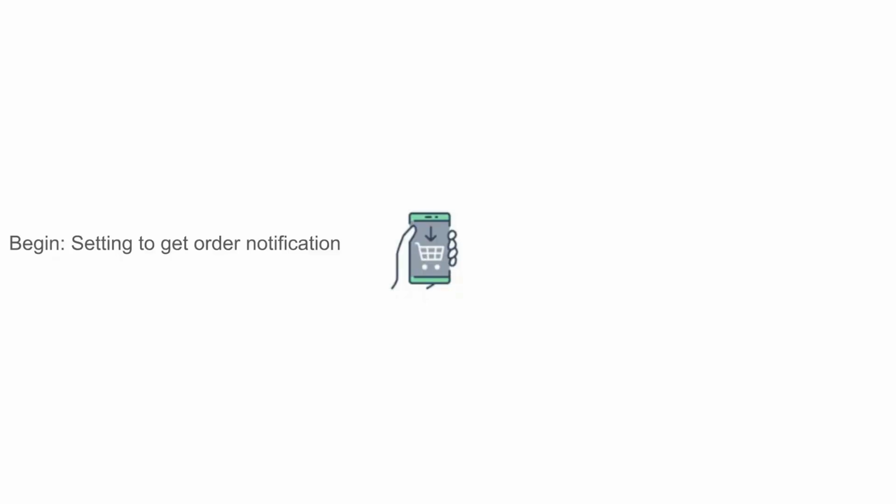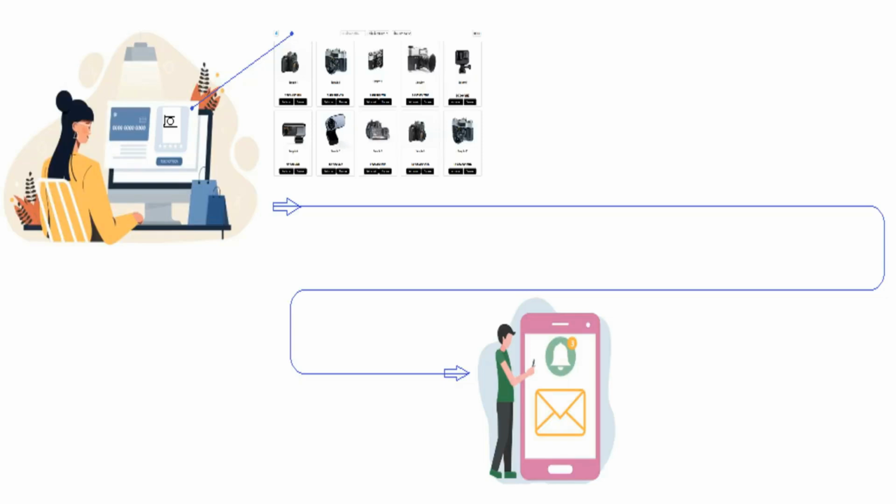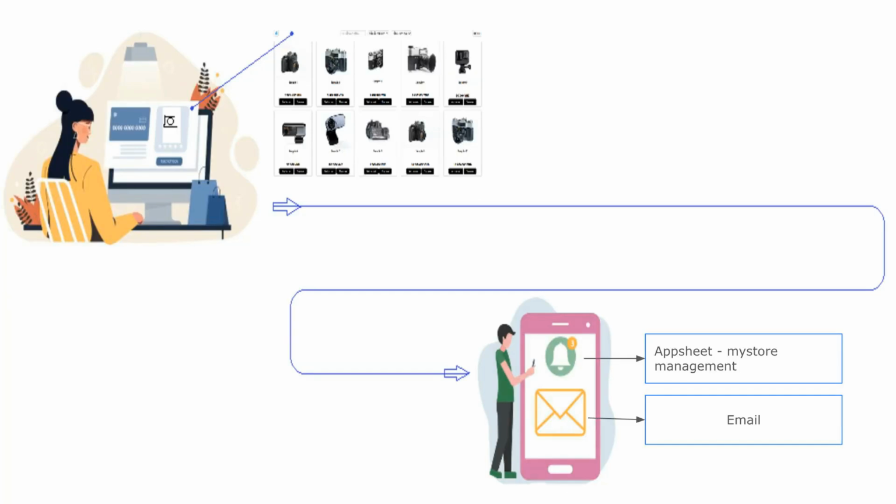Next, we'll start setting up how to receive order notifications. This means that when a customer places or confirms an order, you'll receive a notification so you can stay informed. There are two ways to receive order notifications. Firstly, via email. Secondly, via the AppSheet mobile application called My Store Management.